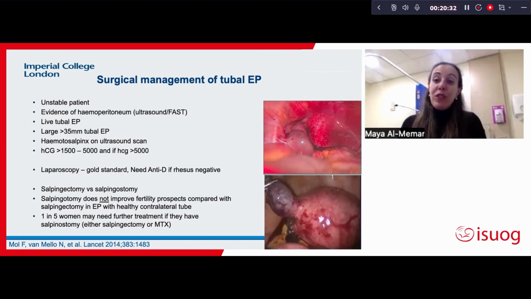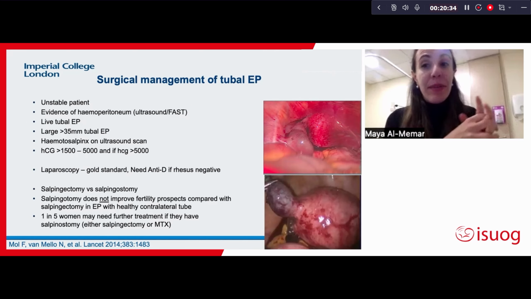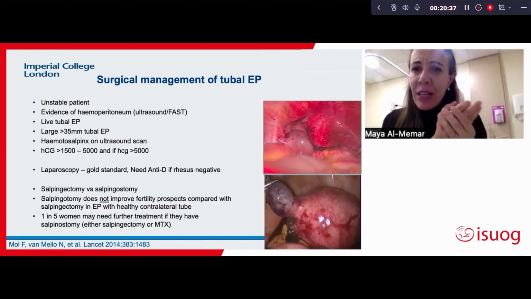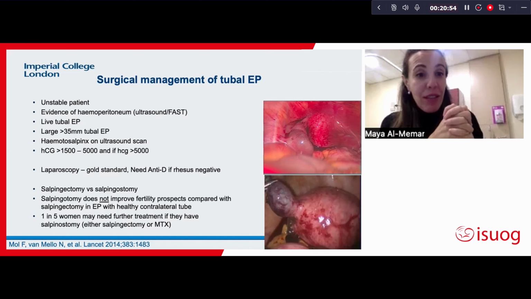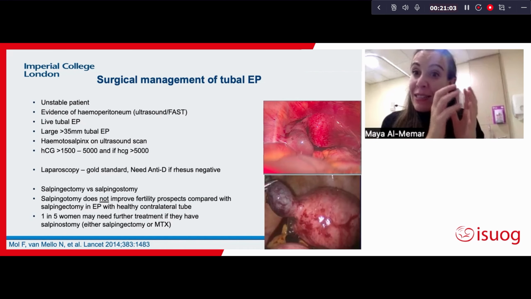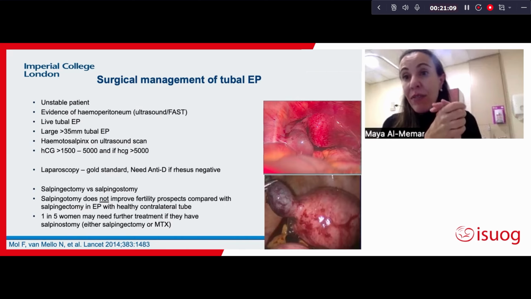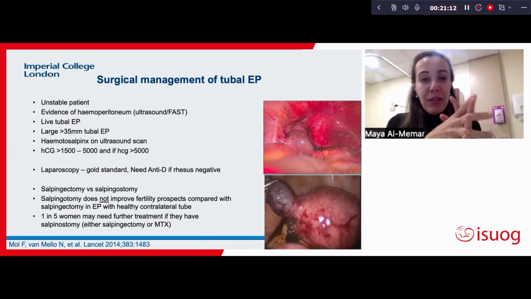What about surgical management for tubal ectopic pregnancy? Well, clearly, if you have a hemodynamically unstable patient, this is going to be your initial first-line management, in particular if there is evidence of significant hemoperitoneum. If there is a live tubal ectopic pregnancy with a fetal heartbeat, again, this would lead you to offer and recommend surgery, particularly if there is a large ectopic of greater than 35 millimeters and significant hematosalpinx on scan. Again, at HCG levels of greater than 5,000 it is definite, but again, a discussion to be had on a case-by-case individualized basis at HCG levels between 1,500 and 5,000.